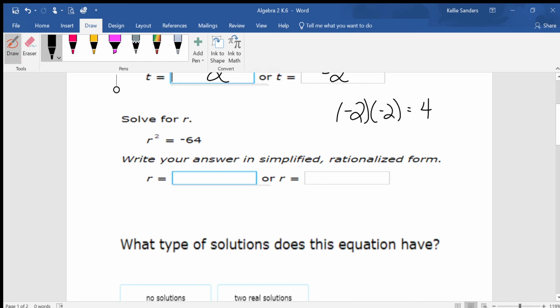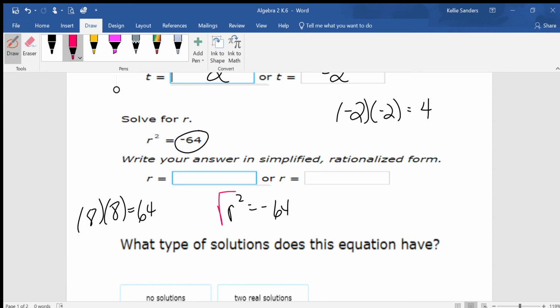Now what do you square to get negative 64? Well, your first reaction probably says 8. But what is 8 times 8? 64. We need negative 64. So let's recall, it's been a while, but we haven't done this before. If I put r squared equals negative 64, and I square root this side, and I plus or minus the square root of that side, that takes care of each other. The r is by itself, plus or minus.